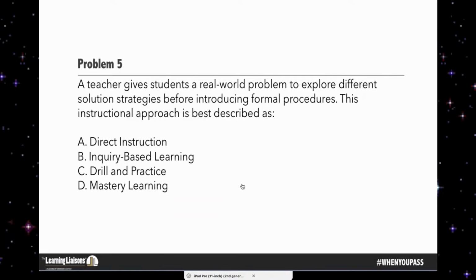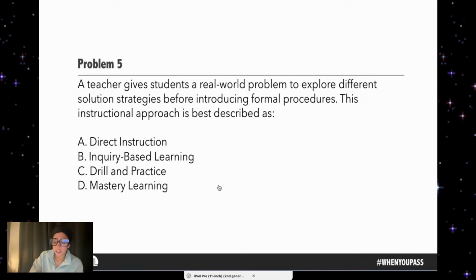A teacher gives students a real-world problem to explore different solution strategies before introducing formal procedures. This instructional strategy is best described as direct instruction, inquiry-based learning, drill and practice, or mastery learning.